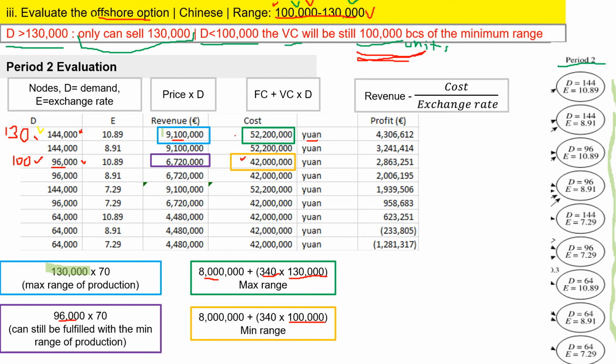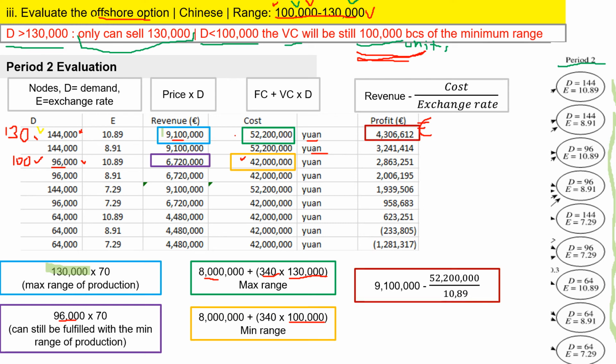And then for the profit, keep in mind that these costs are in the yuan currency, and we wanted to change it to the euro. So it is the revenue minus the cost divided by the exchange rate. And for this note, for example, we get the revenue minus the cost divided by the exchange rate in here, and so on.